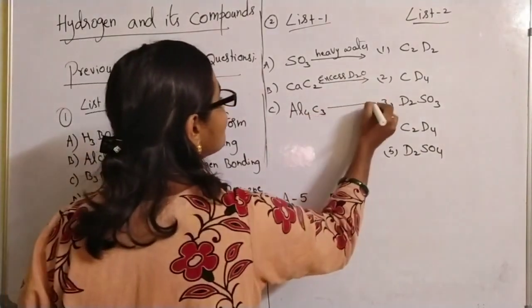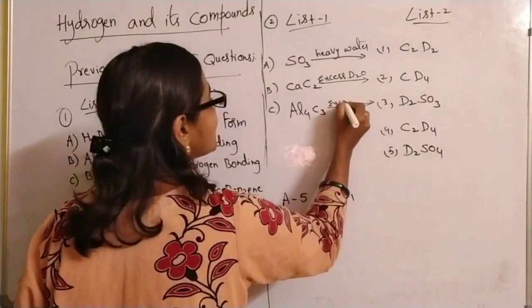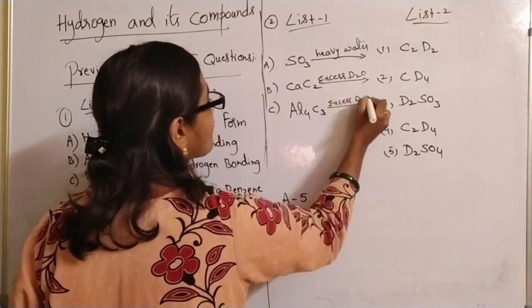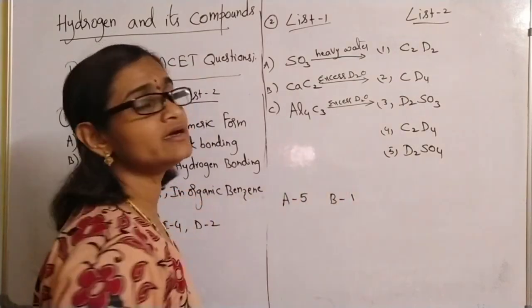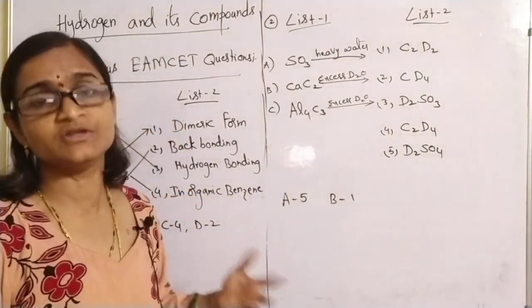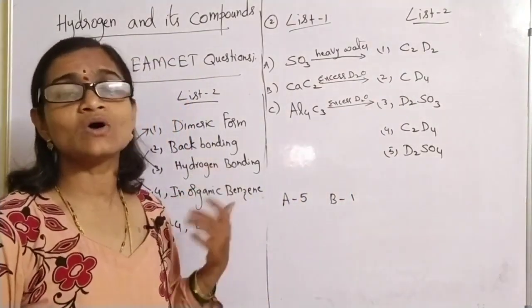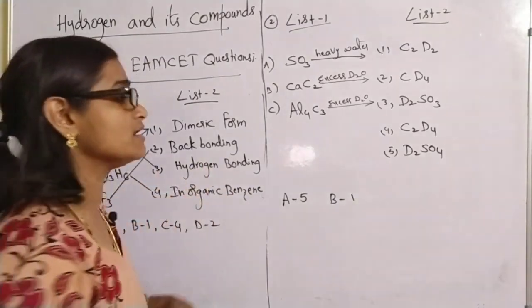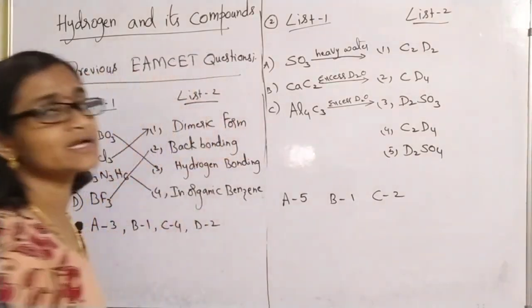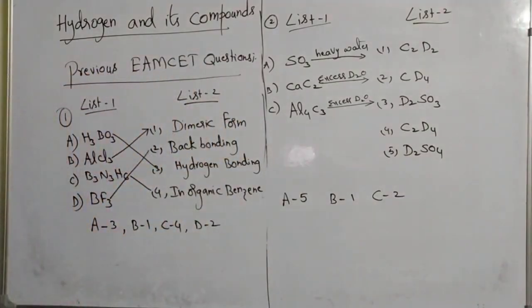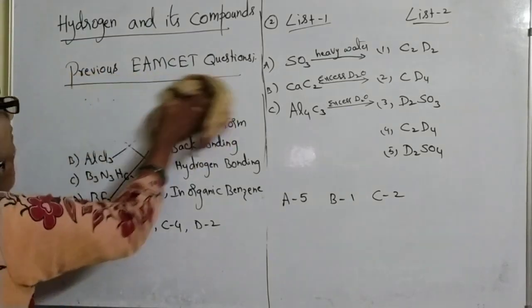Same like that, Al4C3 when reacts with excess D2O, you will get methane. Instead of hydrogen, here deuterium is there. So it is called as what? Deuteromethane. Okay, so C2 will be the correct answer. Very important, match the following this is. So please go through. And next let us go with the third question.